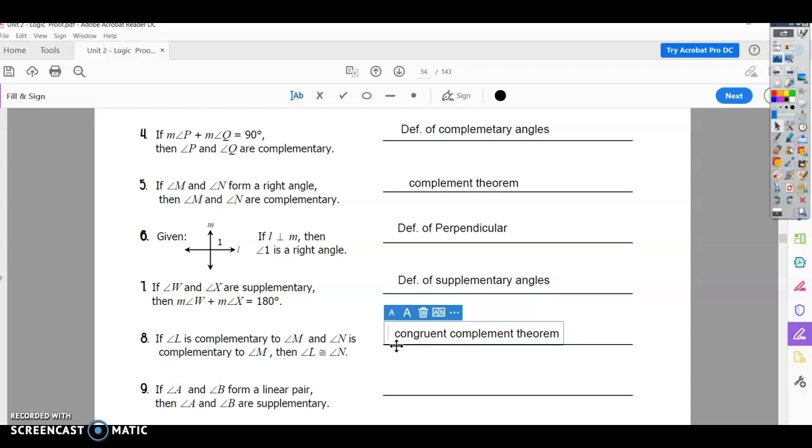All right, a couple more here. So let's do number 9 before I try to move my screen again. All right, if angle A and angle B form linear pairs, then angle A and angle B are supplementary. Okay, so this would be the supplement theorem.